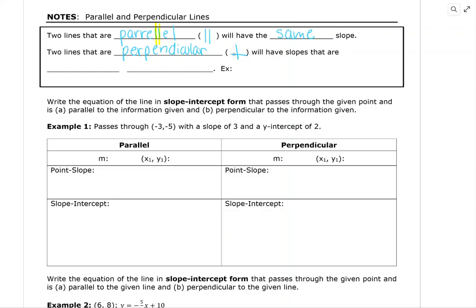In a right angle here, they will have a slope that is the opposite reciprocal. So if it's a positive slope, it's going to become negative. And like we talked about multiplying by the reciprocal, you're flipping the numerators and denominators. So if our slope was positive, it would have to change to a negative slope. And if it was negative, it would change to positive.